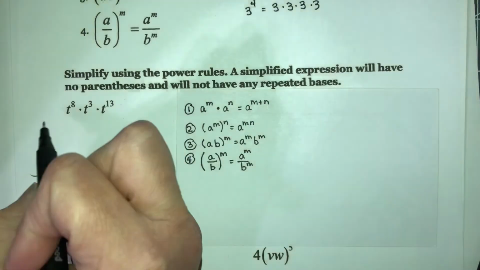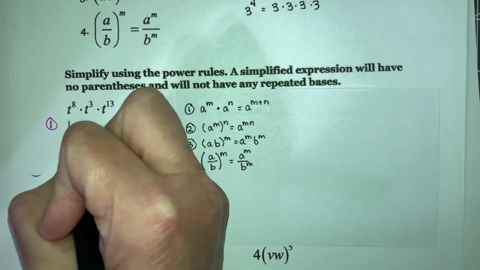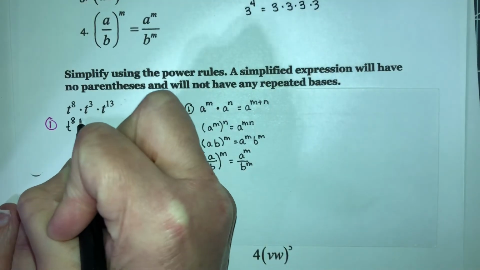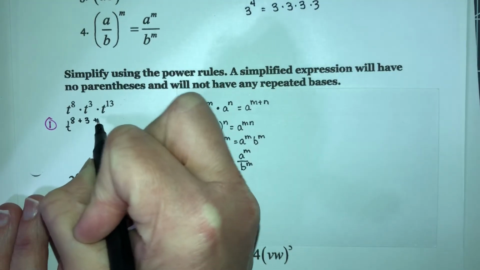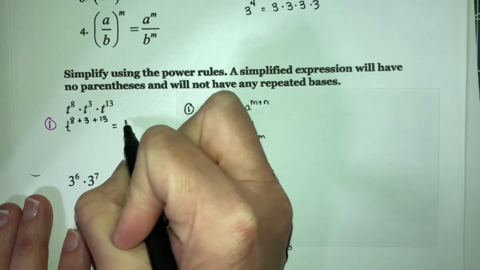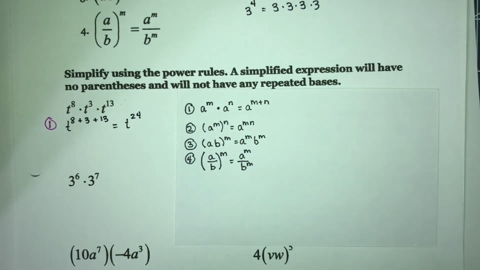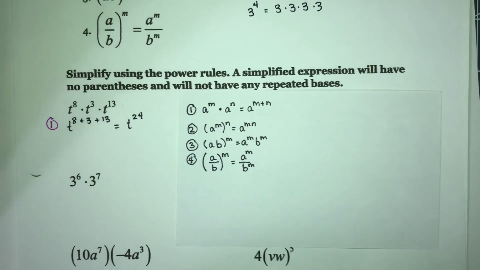So I'm going to be using property number 1. I'm going to mark these as best I can. And I'm going to write out every step. You are going to end up working some of these steps in your head. This is the same as t to the 8 plus 3 plus 13. And you add that up and you get t to the 24th power. You can, of course, write out 8 t's and then 3 t's and then 13 t's and count, and you would get 24. It's not something I recommend, but it works. Okay, so let's look at this next one.